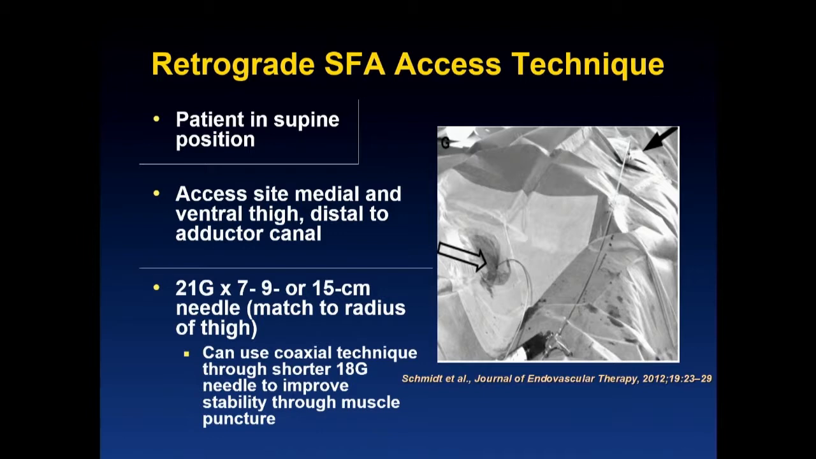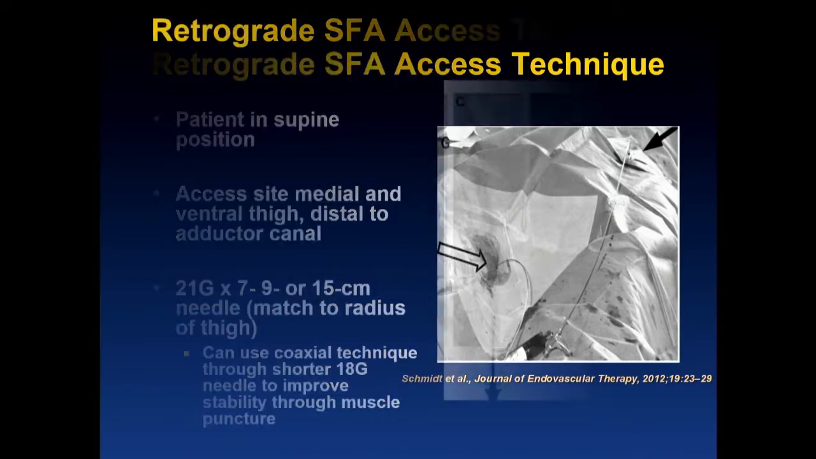And in general, you can use a 21 gauge needle. You want to match it in general to the size of the thigh that you're using. And one technique that you can use in order to get better purchase with the needle is to actually place a long micropuncture needle inside of a shorter 18 gauge Cook needle in order to provide better stability through the muscle puncture. Because oftentimes with retrograde SFA access, the distance that you're puncturing may be in the range of 4 to 6 inches, and you need to have enough wire support in order to be able to access the artery.